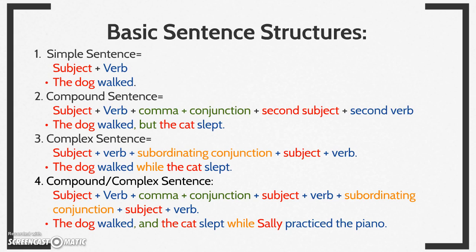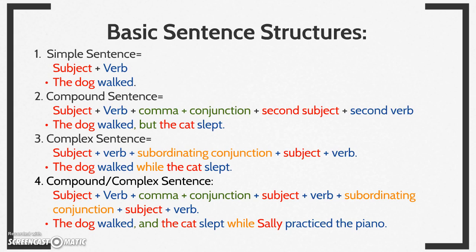So if you look at the example, the dog walked while the cat slept. Basically, the subordinating conjunction is replacing the comma but. This is a complex sentence, and it is a little different than just a compound sentence.